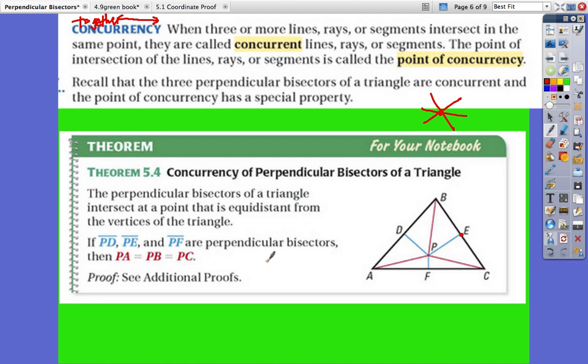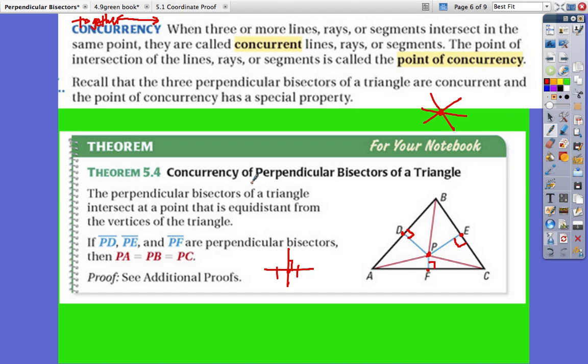It's a segment that bisects another segment, so it splits it into 2 congruent parts and forms a 90-degree angle. And it crosses the segment at the midpoint. So because PE is a perpendicular bisector, by definition, E must be the midpoint. That means this is 90 degrees. PF is also a perpendicular bisector, so F is the midpoint. And PD is also a perpendicular bisector, so D is the midpoint, and it forms a 90-degree angle. Now, these 3 perpendicular bisectors intersect at point P. That's the point of concurrency.